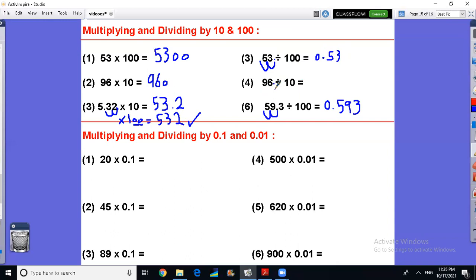All right, what about 96 divided by 10? I need to move the decimal point 1 digit to the left. Yeah, but where is the decimal point? It was hiding here, I agreed. So we move it 1 digit to the left. It goes between 9 and 6. So it is 9.6. All right, guys, this is everything about multiplying and dividing by 10 and 100.